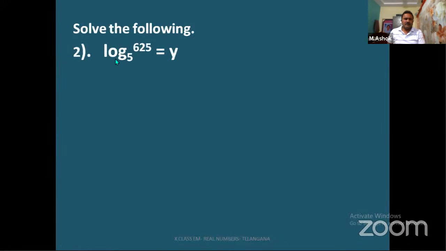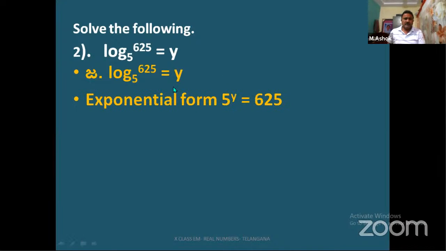Look at the question. Log 625 base 5 is equal to y. You have to solve this one, and first of all you have to write the exponential form of this one. So what is that? 5 to the power of y, the base here is 5, so 5 to the power of y is equal to 625; this number comes here.